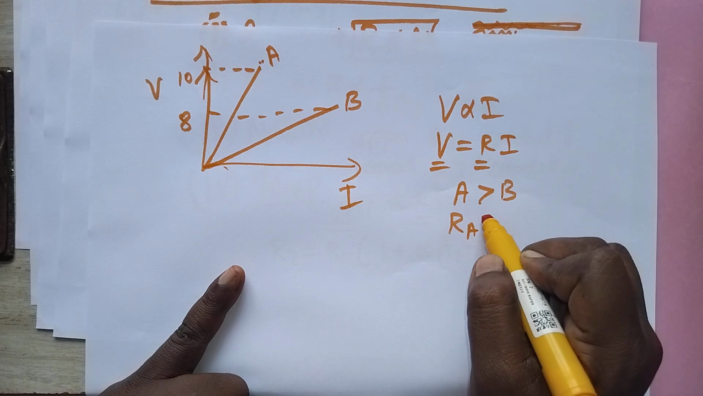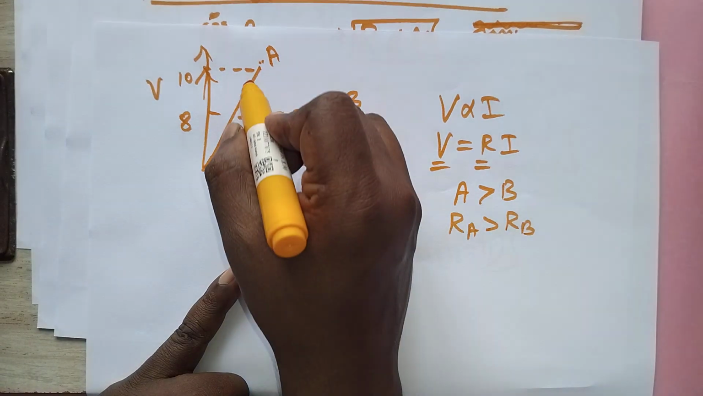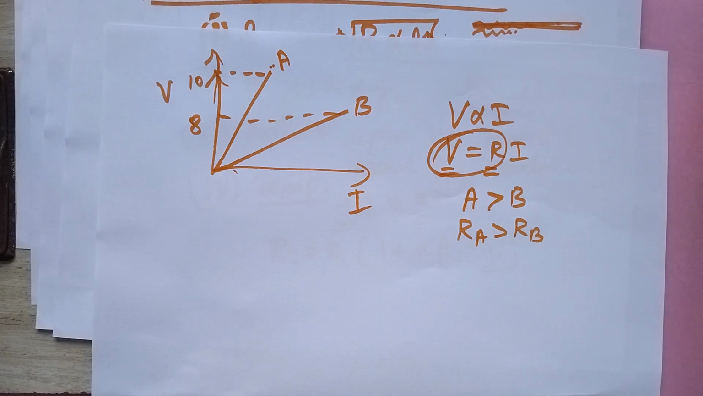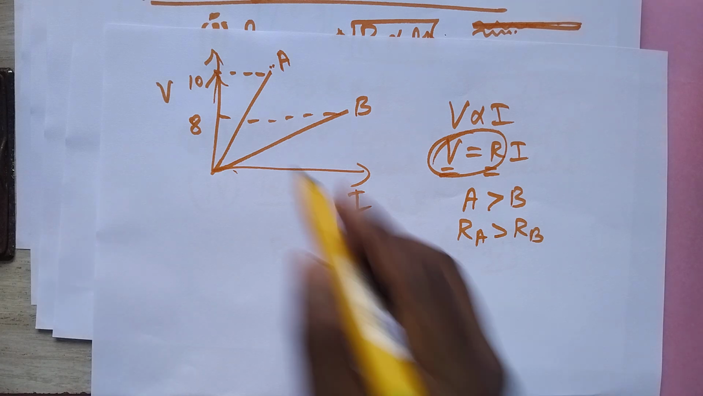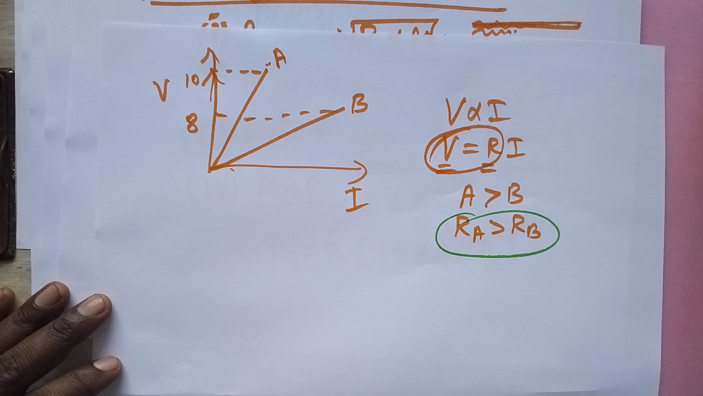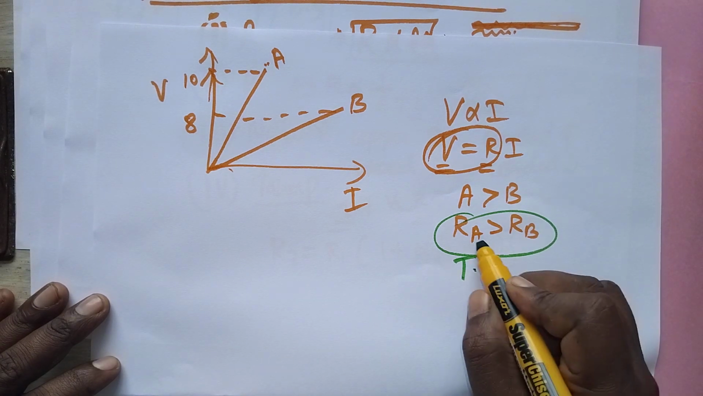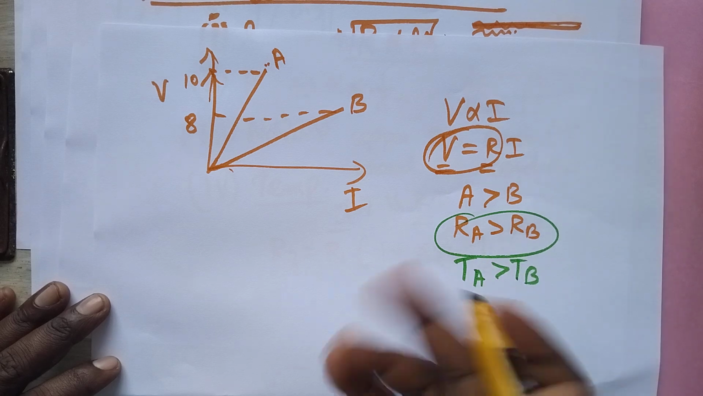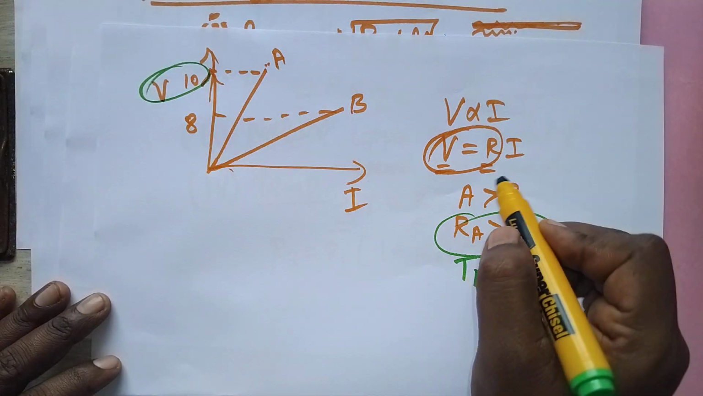Why does A have more resistance than B? Because it has more voltage. More voltage has more resistance because it's directly proportional. Less voltage has less resistance. So, next one, see here, more voltage has more resistance. So resistance of A is greater than resistance of B. That means more resistance has more temperature also. Temperature of A is greater than temperature of B. Very, very simple. More voltage has more resistance.